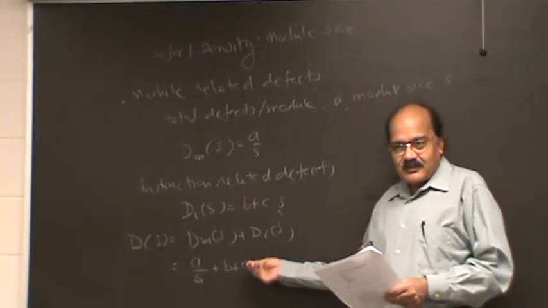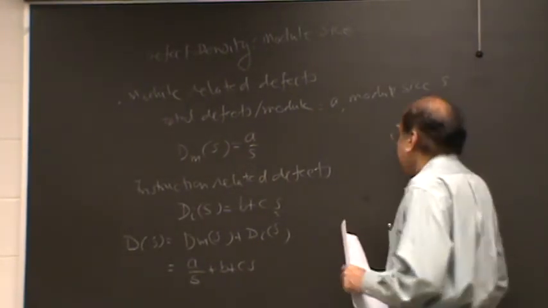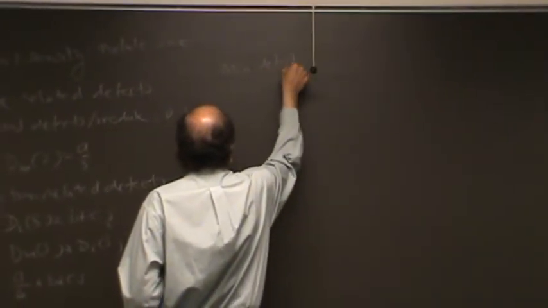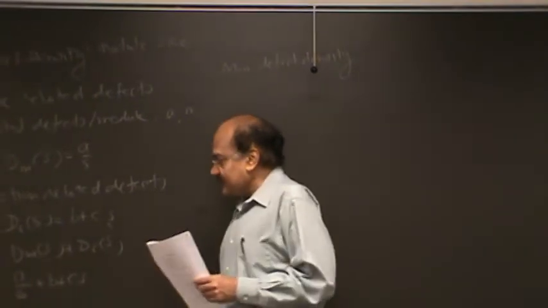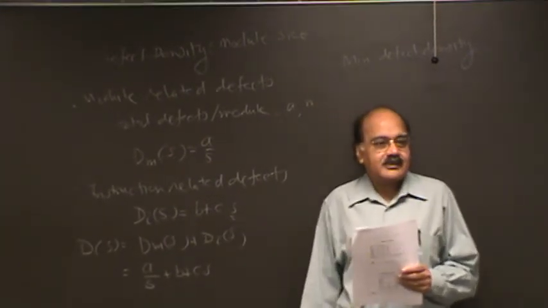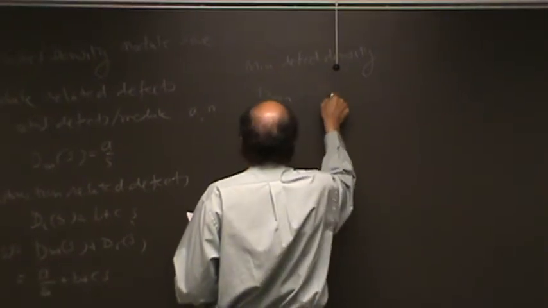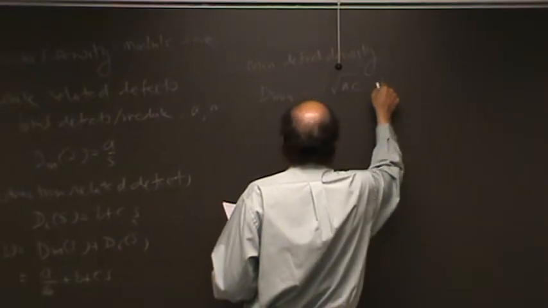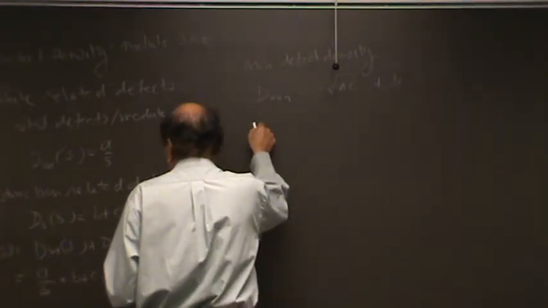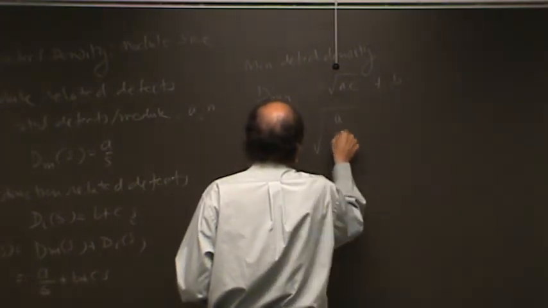So notice that now this function would have a bottom, and as you know, you can get the minimum defect density. Okay, how would you obtain minimum defect density? You take the derivative of this with respect to S, equate that to 0, and solve that, and solving that you will get the minimum defect density would be equal to square root of AC plus B, and the optimal module size is square root of A by C.